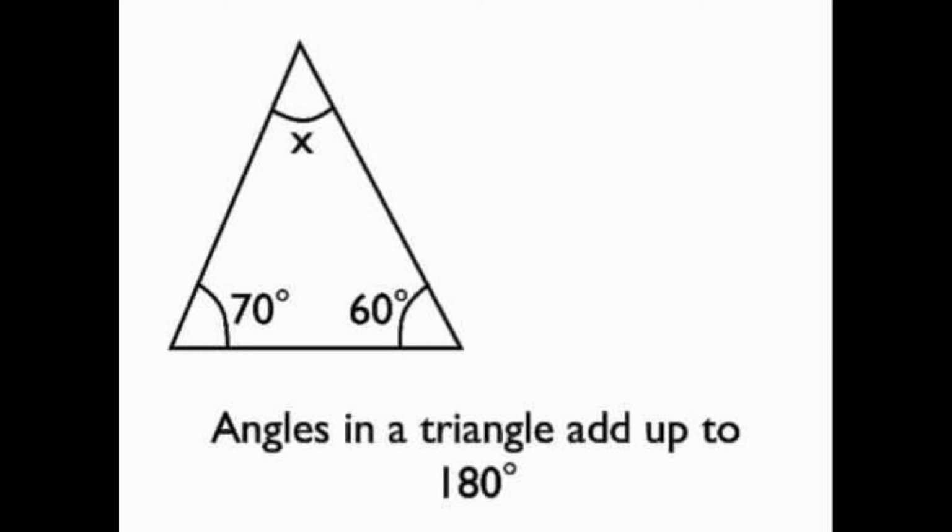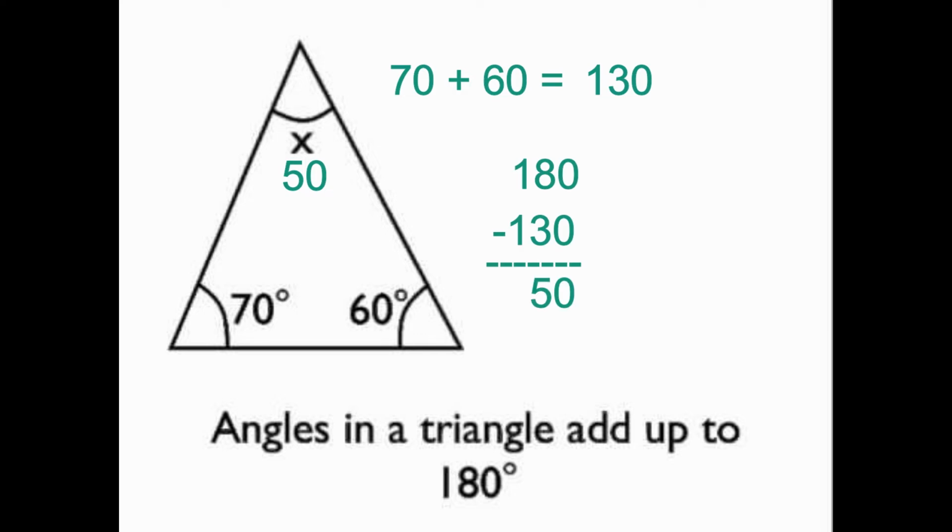Well, x measures 50 degrees. How do we know? Well, we know the total must be 180. So if we take away 60 and take away 70, we just need to see what's left to figure out what x is. 60 and 70 added up make 130. So I just need to do 180 minus 130 to see what's left, and that leaves me with 50 degrees. Again, the most important takeaway from this slide is that angles in a triangle add up to 180 degrees.